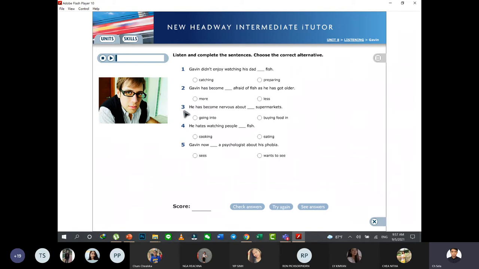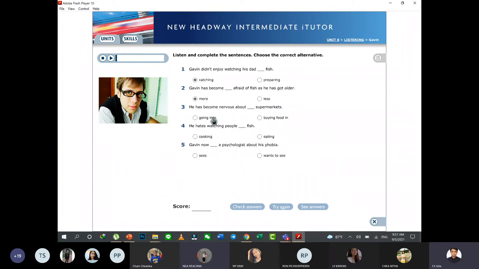Catching. Are you sure? Okay, catching. And number two: Gavin has become afraid of fish as he has got older. Less or more? More. All right, more.